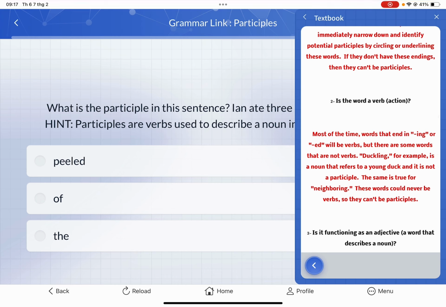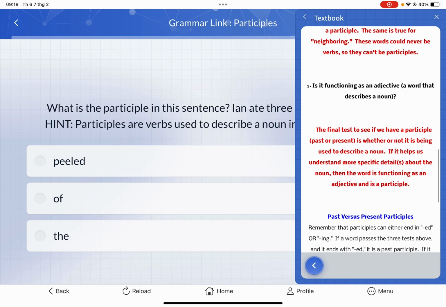Second, is the word a verb, or is it describing an action? Most of the time, words that end in ing or ed will be verbs, but there are some words that are not verbs, like duckling. For example, duckling is a noun that refers to a young duck, and it is not a participle. The same is true for neighboring. These words could never be verbs, so they can't be participles.